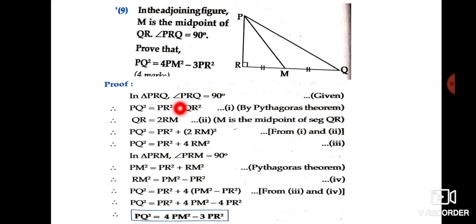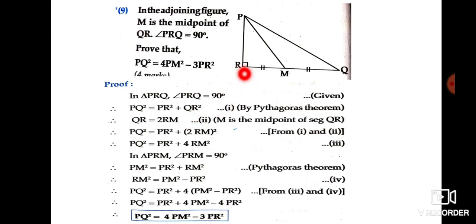Now look at triangle PRQ, and in that R is 90 degrees. So by Pythagoras theorem, PQ square is equal to PR square plus QR square. That is what we have written over here: PQ square is equal to PR square plus QR square.